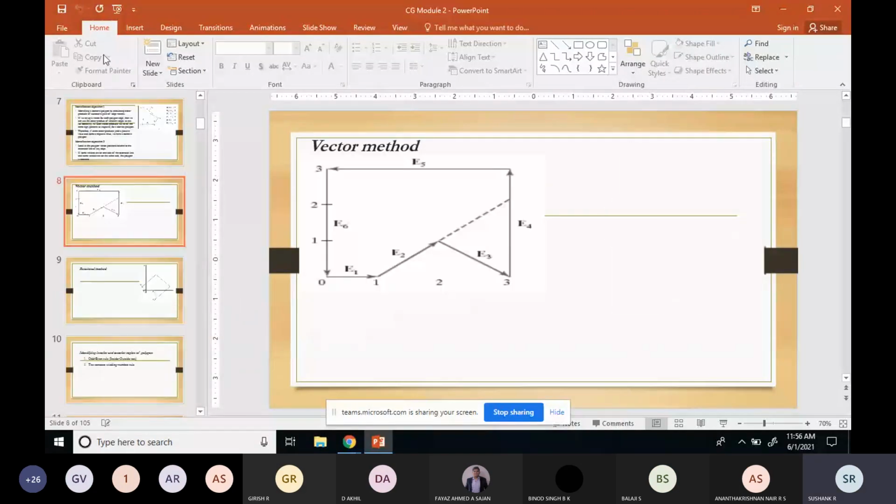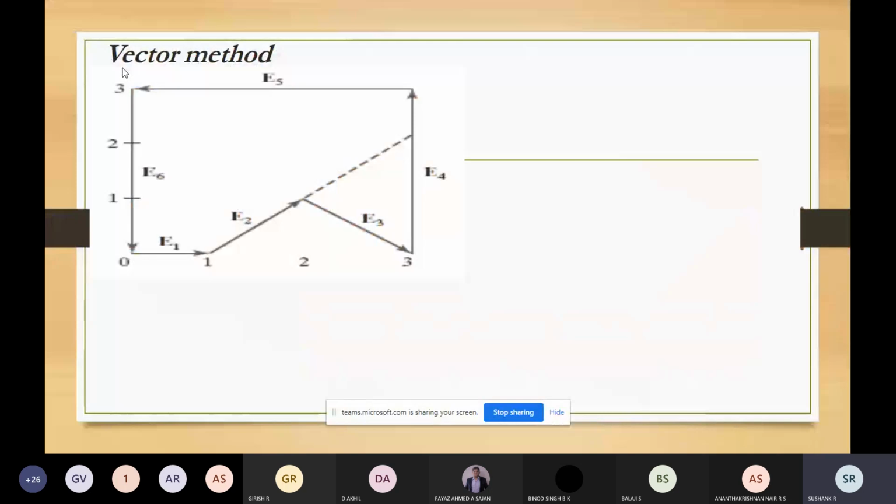PPT is visible, right? I'll just enable the slideshow. Is this PPT visible? Yes, sir.